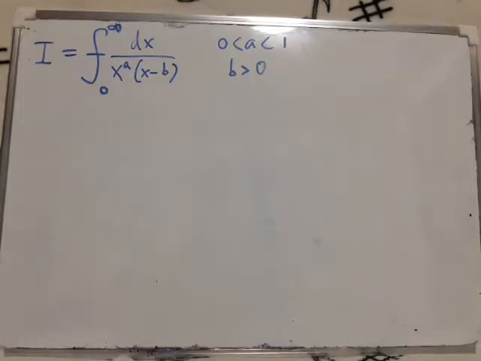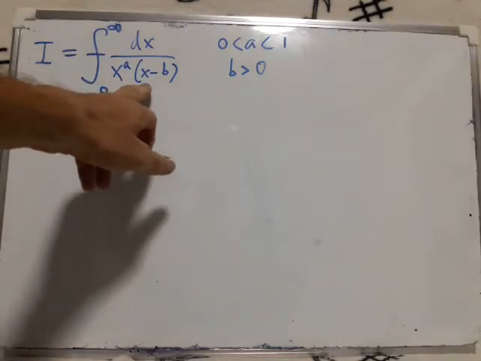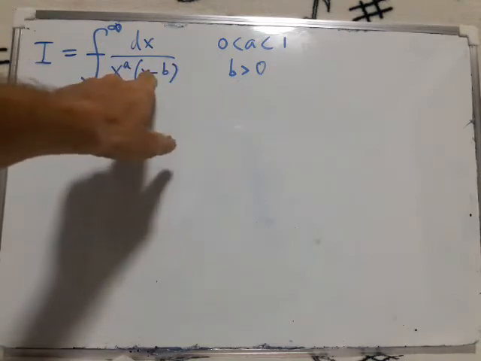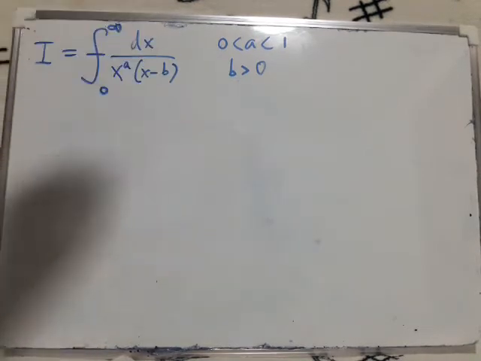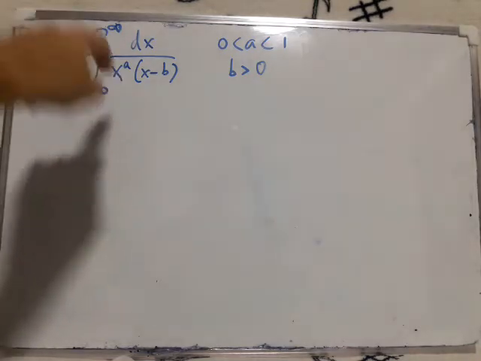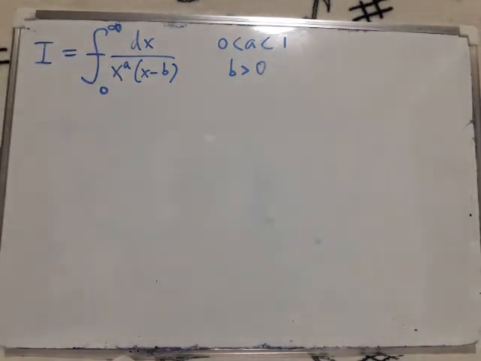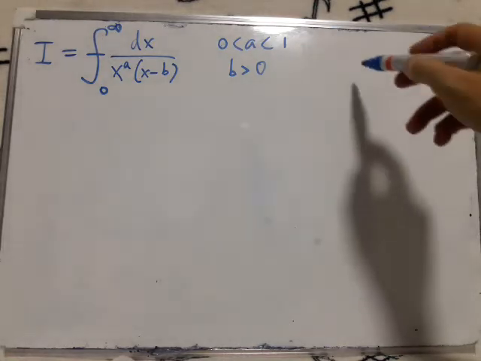So we want to evaluate this integral. B is greater than 0, and therefore we have a simple pole on the real axis. The x to the a indicates that we're going to have a branch cut somewhere, and it's easiest if we make the branch cut along the real axis. So we'll end up with a branch cut with a pole in the middle somewhere.